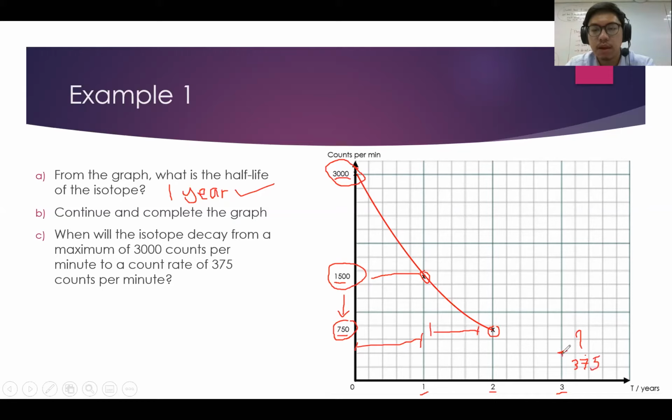Okay, so it should be around here. And then the graph will look like this. So let's just continue the curve, and the curve will look like that, right?